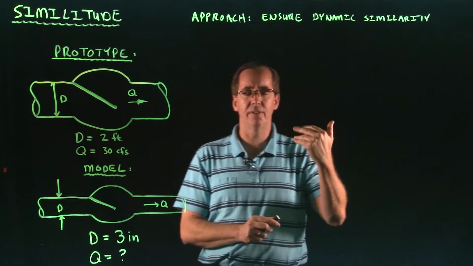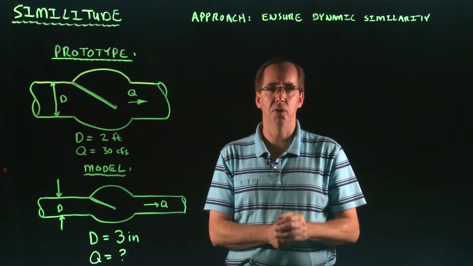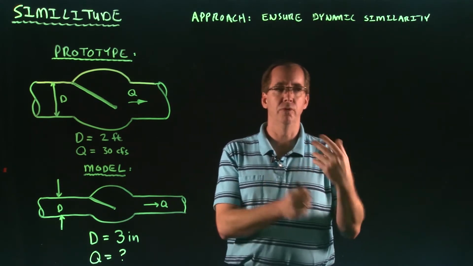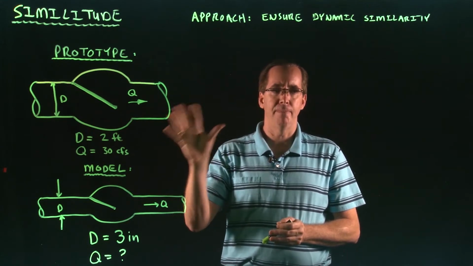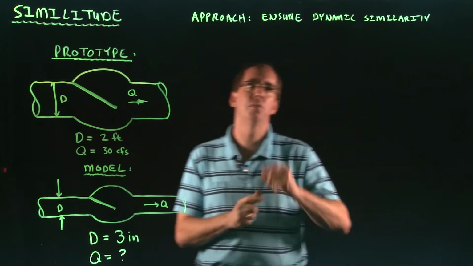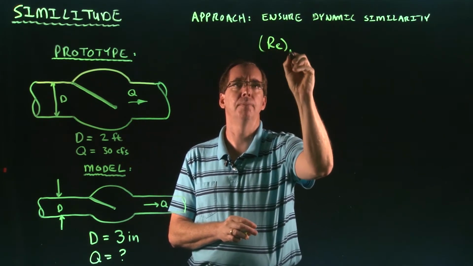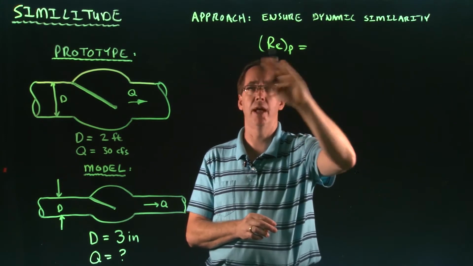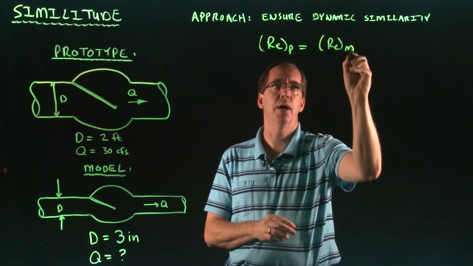Now, with dynamic similarity, you have to look at the various non-dimensional parameters that you can use, like Froude number, Reynolds. For this type of application, we have a pipe flow, essentially. It would be easiest just to go with the Reynolds. And what we're looking at is we're going to say the Reynolds number for the prototype, or the real life scenario, has to be equal to the Reynolds number for the model.